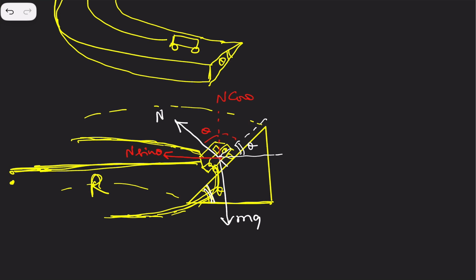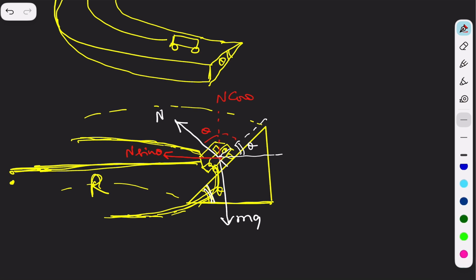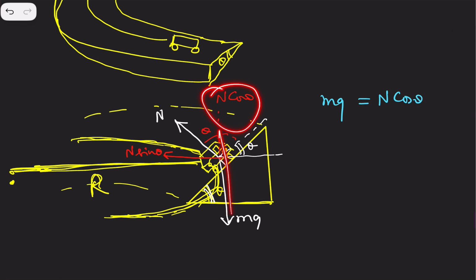Okay, so guys, if you see here, the body should be in equilibrium. If the body is in equilibrium in the vertical direction, and only in the horizontal direction it is moving on a circular path, then we can say that mg should be equal to N cos theta. This is the vertical equilibrium. You can see this should be balanced by this. So mg should be equal to N cos theta. That is equation number 1.